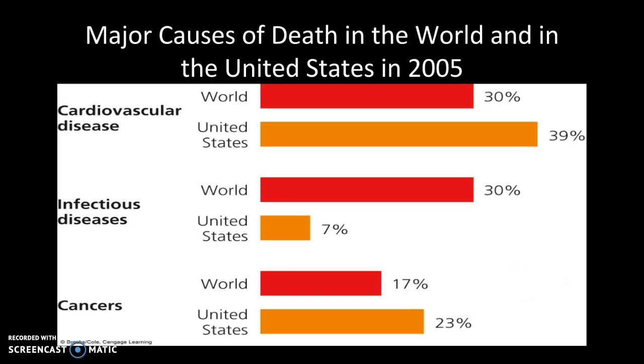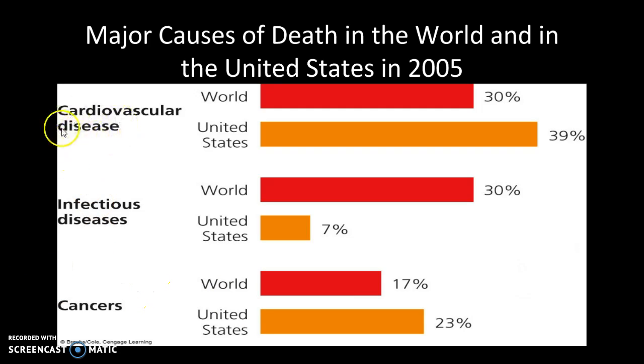So when we look at this graph right here, we're going to see the major causes of death in the world and the United States in 2005. We can see that cardiovascular disease, the United States is leading the way there compared to the world. Infectious disease, United States is way behind and the world leads us. And cancers, the United States leads the world.